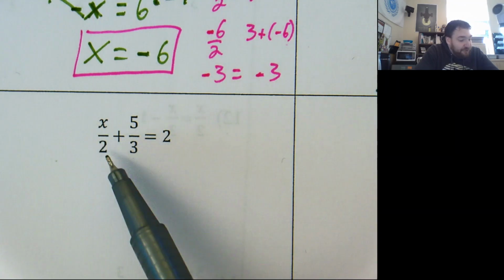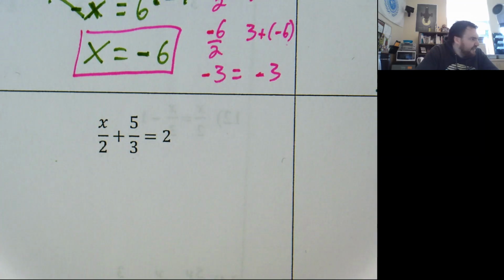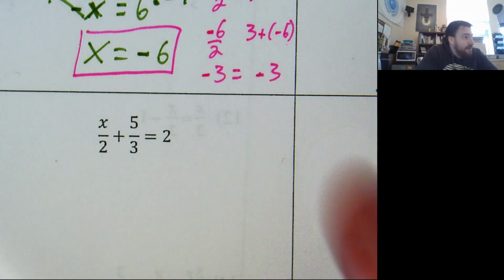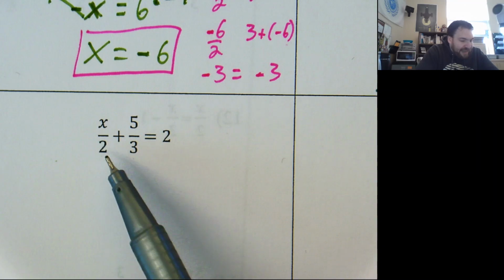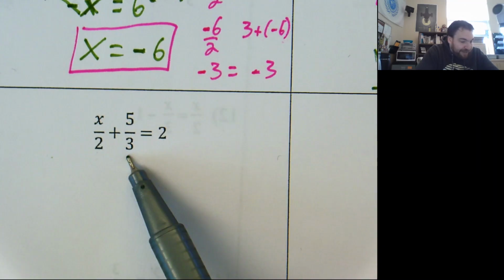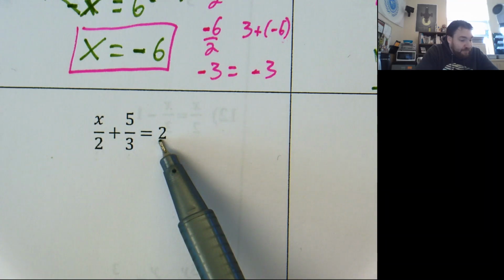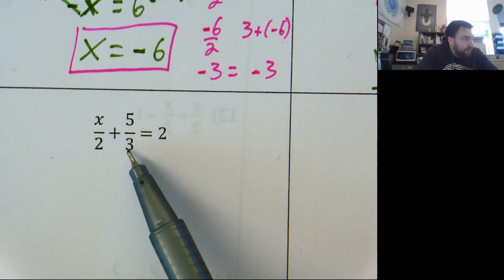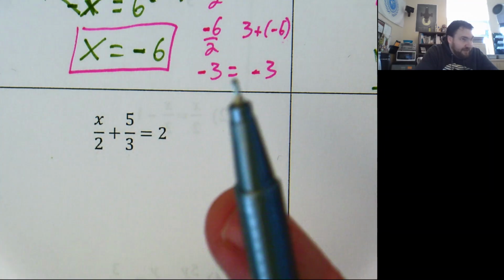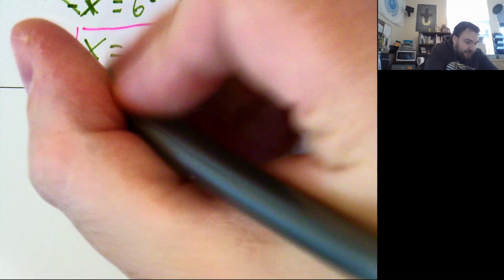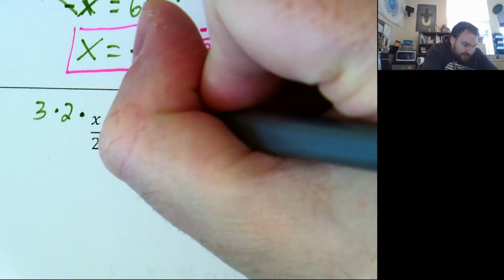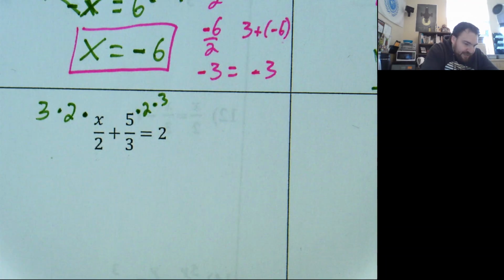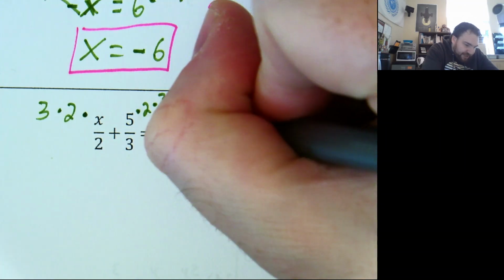So instead of multiplying by the LCM, which in this case would be 6, I'm going to write that every term, the x over 2, the 5 over 3, and the 2, is going to get multiplied by 2, and it's going to get multiplied by 3. I'm not multiplying by the LCM, I'm multiplying by each denominator. So here's how I'm going to write that. This is going to be times 2 times 3. This one's going to be times 2 times 3. And this one's going to be times 2 times 3.